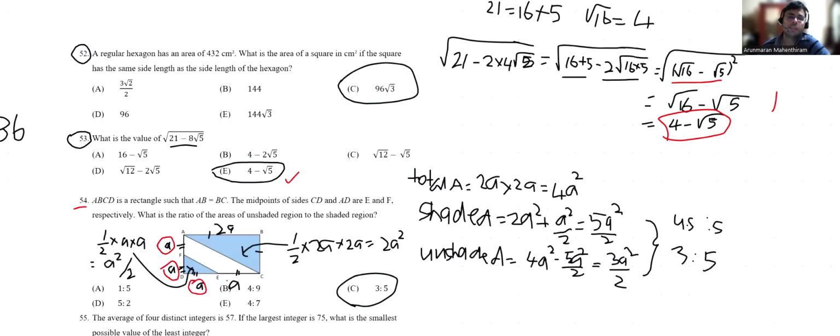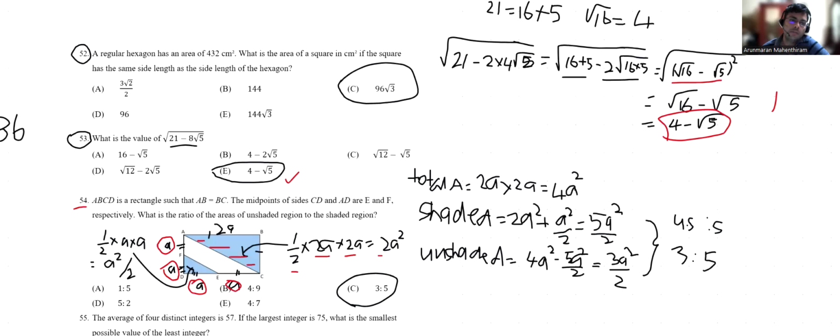Now the question is what's the ratio of the areas of unshaded region to the shaded region? So the shaded region has two areas. One is this triangle ABC. That area is given by half into its length, BC is 2A, and this perpendicular distance AB is 2A. Therefore, the area of the triangle ABC is 2A squared.